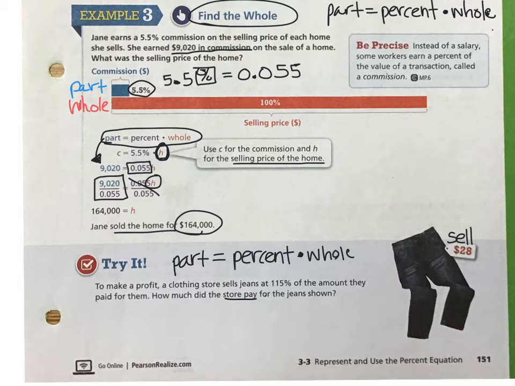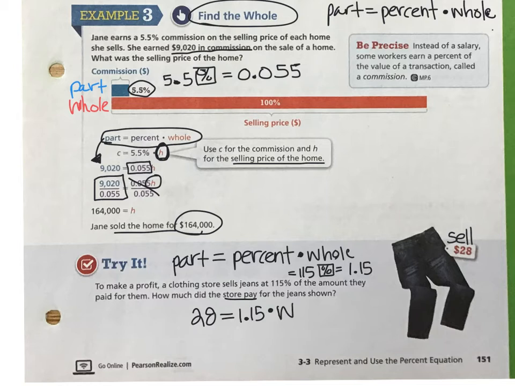And we're going to need to change that 115% into its decimal form. So if you type 115 and the percent key, you get 1 and 15 hundredths. So that's the piece that's going to go into my percent equation in the place of the percent number. The part is what they're selling the jeans for to the customers. That's the $28. What I need to know is, how much did the store pay for those jeans before they sold them to the customers? So I'm looking for the whole, which is what the store paid.